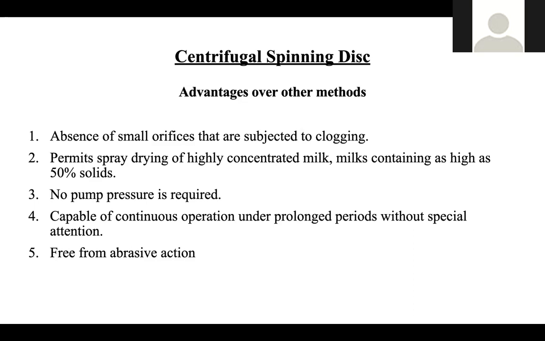So what happens is in centrifugal spinning technique, we can use milk having up to 50% solids to dry, because in that technique, no nozzles or pressure-fed outlets are required. So it permits spray drying of highly concentrated milk. That radial disc is as good for fresh milk as it is for highly concentrated milk, which has up to 50% of solids. So in case of concentrated milk, we can use this technique.